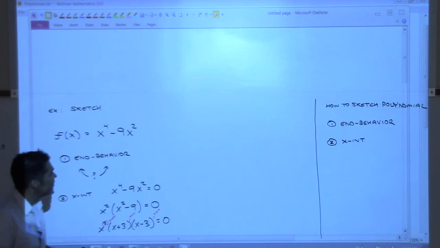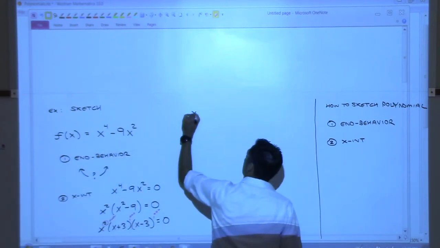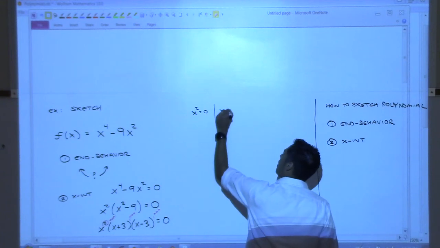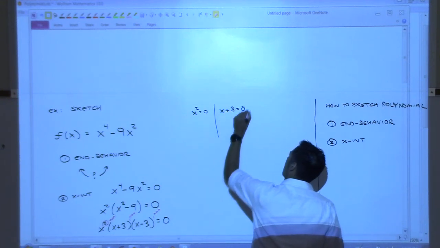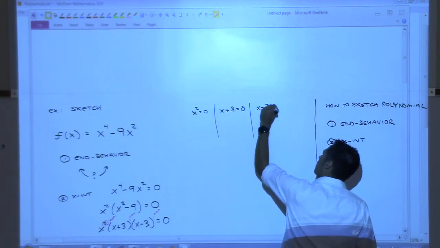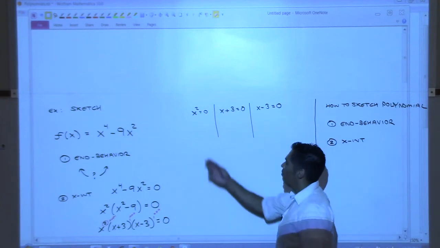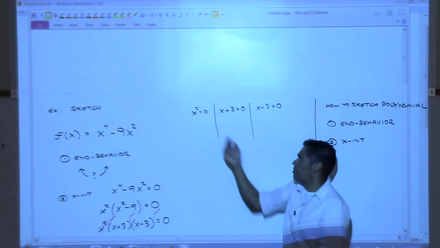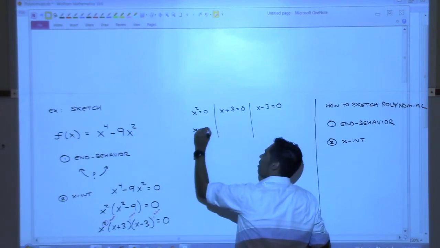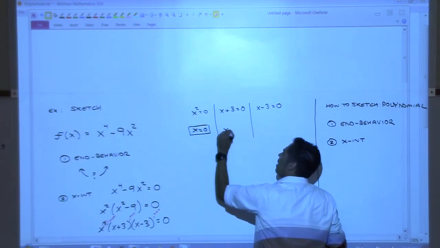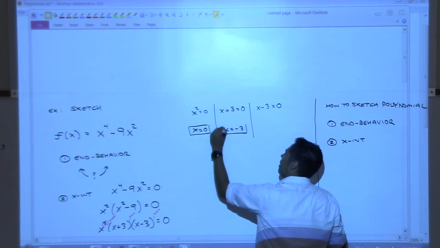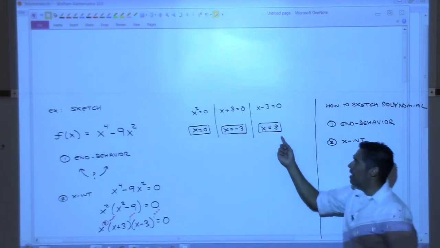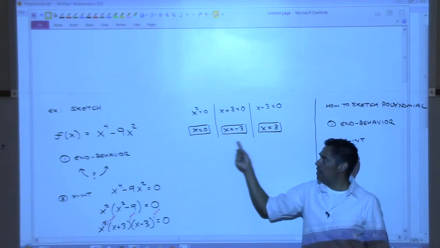So you set x squared equal to 0. You set x plus 3 equal to 0. And you set x minus 3 equal to 0. So what is the only number that you can square and get 0? 0 itself. So the solution to this is 0. Here's negative 3. And here's positive 3. So we have 3 x-intercepts, don't we? 3 x-intercepts.